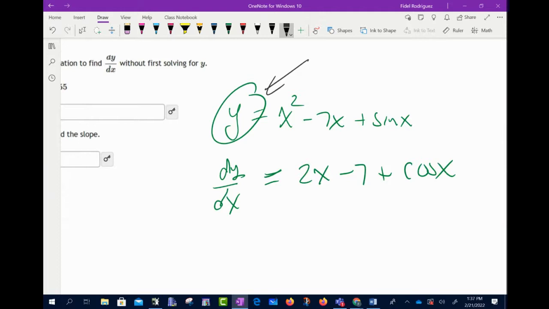It's just that now that y is appearing in the equation, we can't forget about it. We're still doing the same thing. We just can't forget that it's in the equation itself, right?